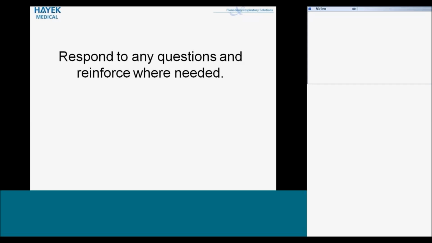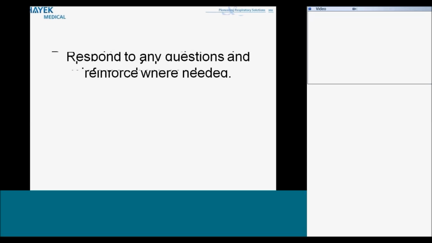Respond to any questions and reinforce where needed. Typically, most of our patients get 5 seals a month as needed. Many of the insurance companies have authorized up to 10 seals a month if the patient needs more. 5 is usually enough, but if they find that they're needing more, they need to contact the home office and request them. But for the most part, 5 a month is working pretty well for our home care patients.